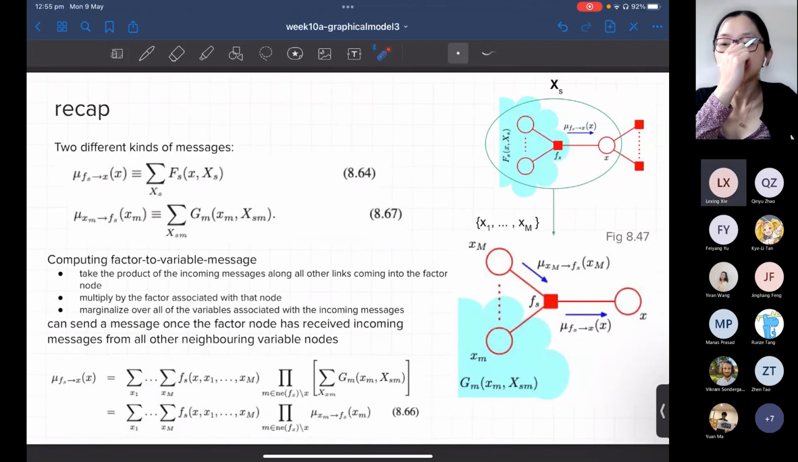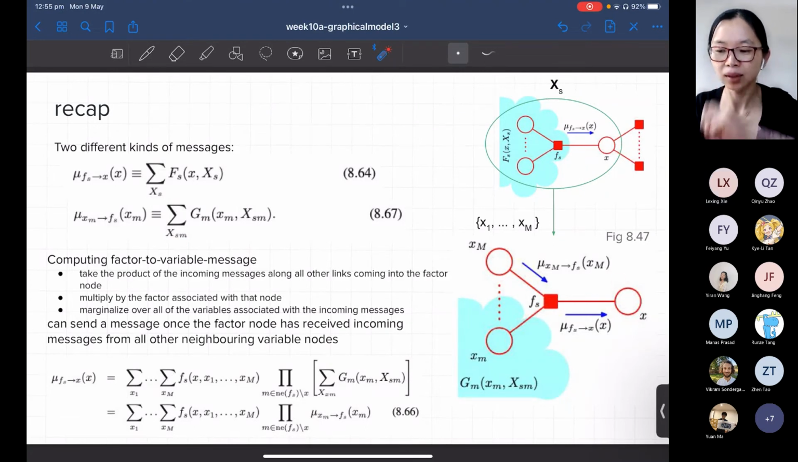Just to remind ourselves at this point, after all this notation and two somewhat busy figures, what we have defined is two different kinds of messages. Factor to node messages are a sum over these big F terms, and node to factor messages are a sum over these big G terms over the grandchildren nodes of the node x.